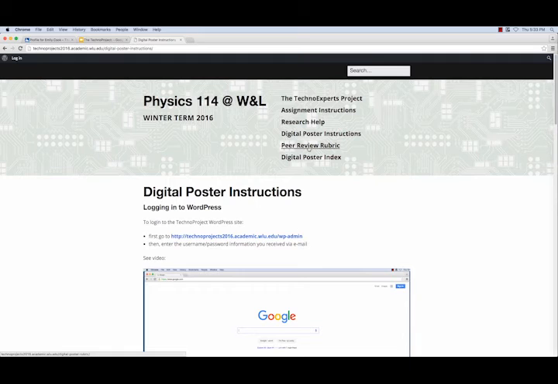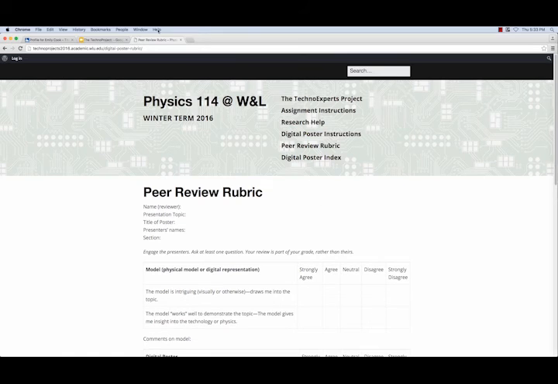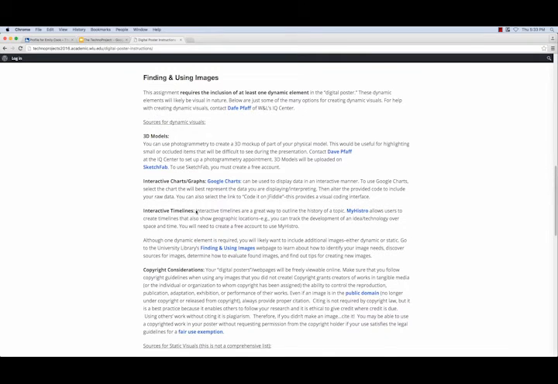Finally, look closely at the peer review rubric. This is what you'll be using when reviewing your peers' digital posters, and what they'll be using when they're reviewing your posters. As we said with the digital poster instructions, there's information about finding and using images. A digital poster is a highly visual medium, so you'll want to include some images. But images aren't just pretty pictures. They could be 3D models, interactive charts and graphs, or interactive timelines. When using images that you didn't create, remember to consider copyright.